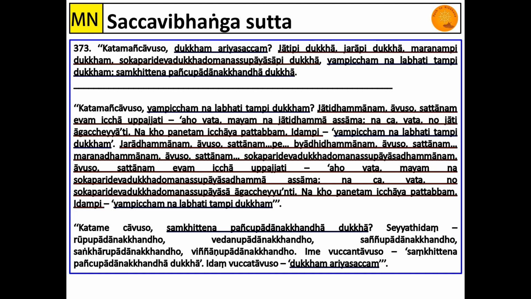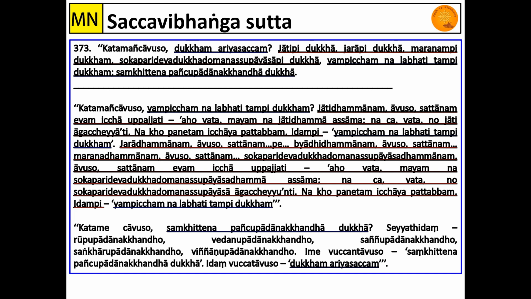Katamancha auso dukkhang arya satchang. So they are asking, what is dukkhang arya satchang? Jatipi dukkha, jarapi dukkha, maranampi dukkha, soka parideva dukkha domanasa upayasa pi dukkha, yampichan nalabati tampi dukkha. So they are explaining about this. These are the sufferings. This is what dukkha arya satcha is.